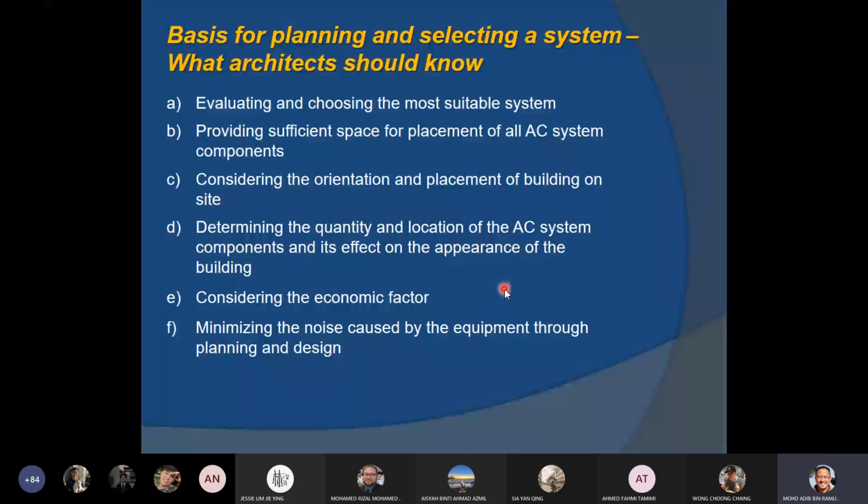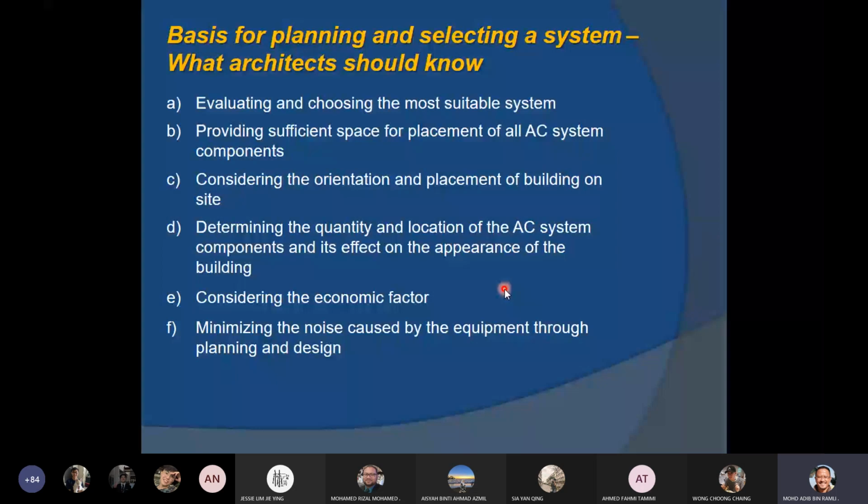D, determining the quantity and location of the AC system component and its effect on the appearance of the building, right? So this is in terms of aesthetic, facade design, your elevation design, things like that. B basically is on the plan, spaces on plan, how you arrange your floor plan. But D is more on the elevation, so how it looks from the outside, the appearance of the building.